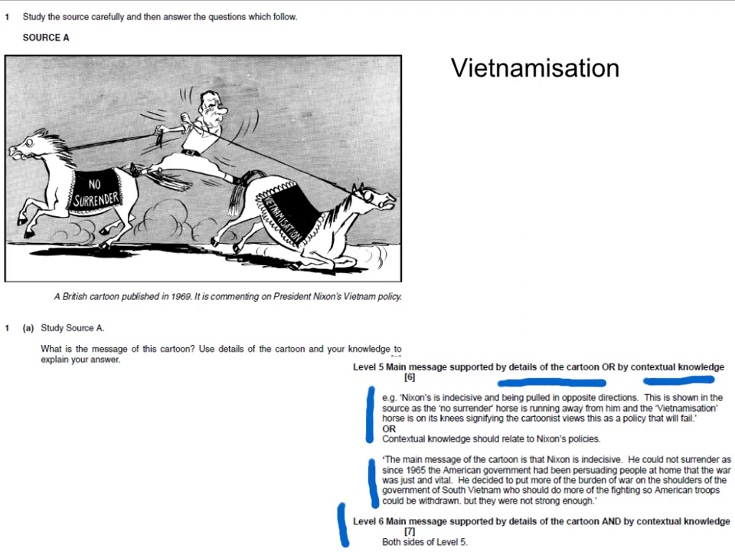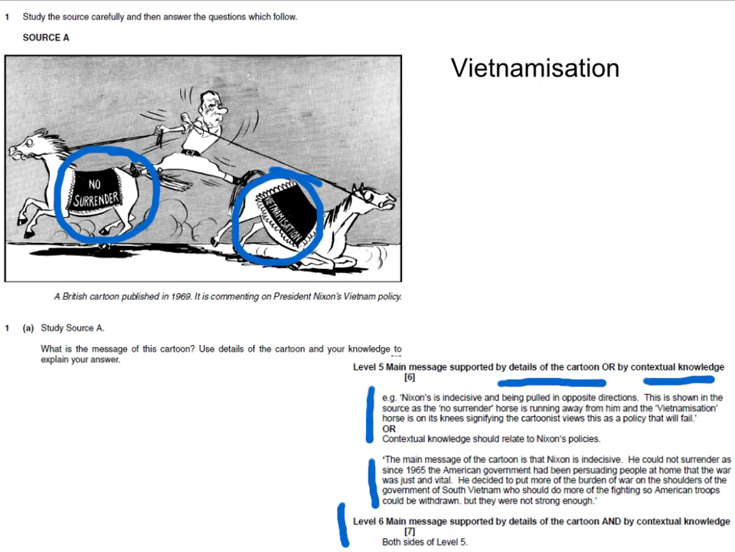Now I don't actually agree with the mark scheme. It says Nixon is indecisive and being pulled in opposite directions. But I actually think that, for my money, you could say indecisive, and clearly the mark scheme will give you credit. I'm not sure you can have no surrender and Vietnamisation at the same time. If it was being pulled along by some horses and they were both pulling in the same direction, then you could have both of those things. But I don't think you can have no surrender and Vietnamisation.